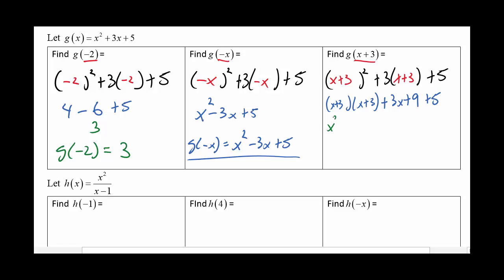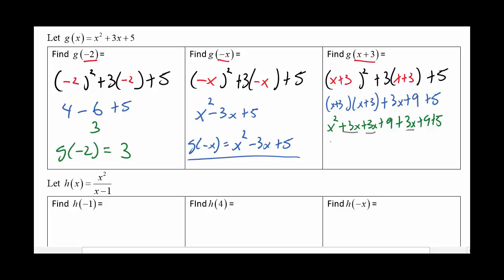So that would be x² + 3x + 3x + 9. Then we have the 3x + 9 at the end, plus 5. I see several places where I can combine like terms. So we end up with x².